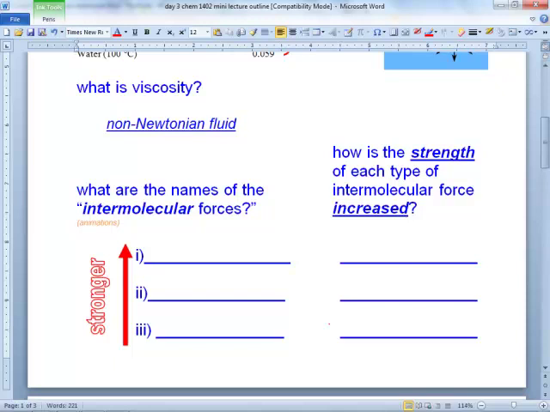Brandy Cruz, what's viscosity? Got two Brandys, you gotta remember that. Where's Brandy Cruz? Brandy Cruz, what is viscosity?